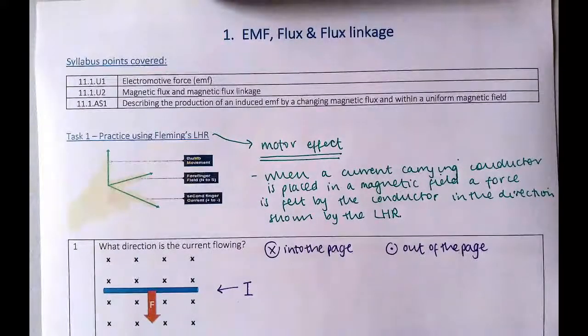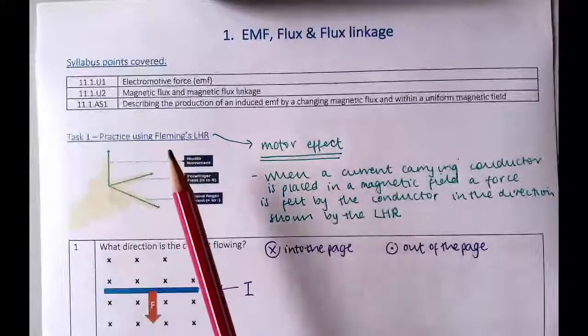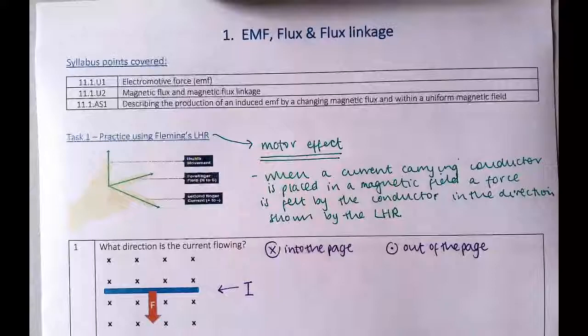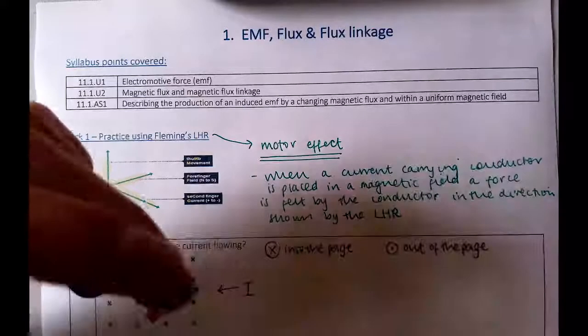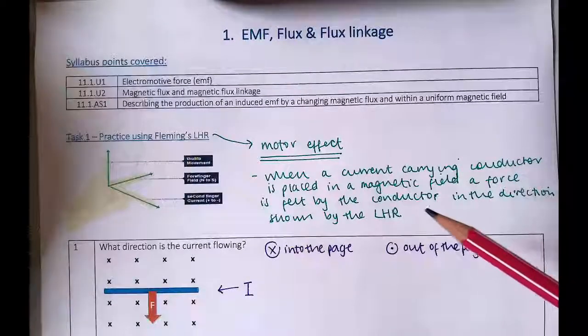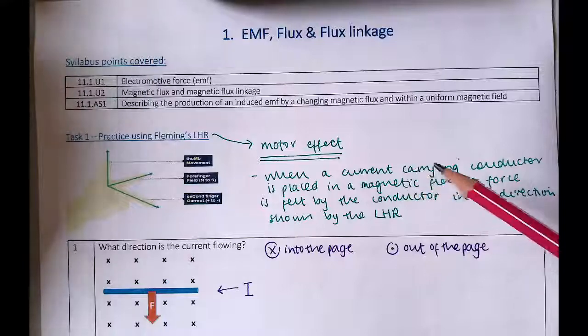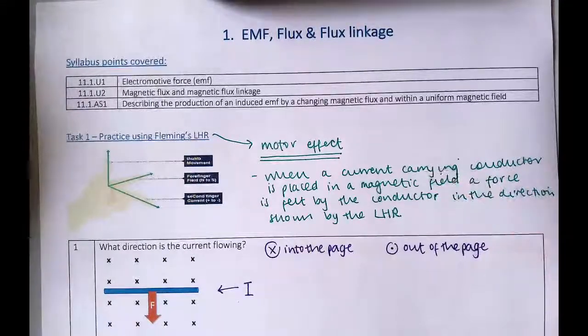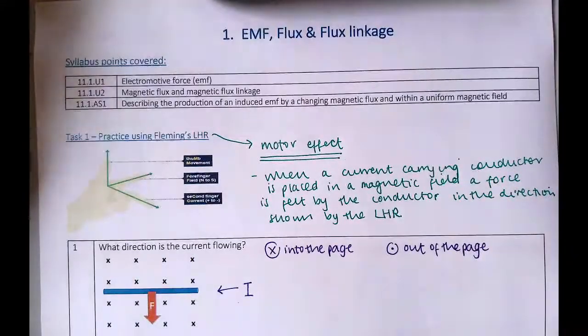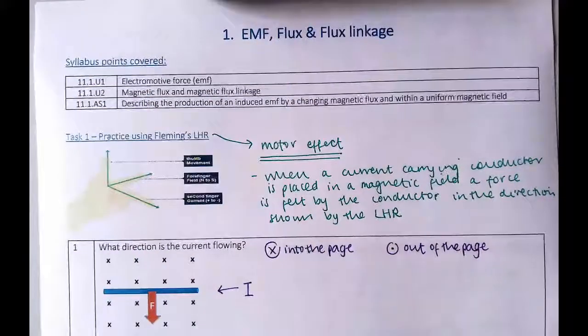So you were asked to recall Fleming's left-hand rule. This was taught at IGCSE if you were at the school last year, and remember that we use the left hand when it's the motor effect. So when we have a magnetic field and a current carrying conductor, that's just a fancy way of saying a wire, being placed into that magnetic field, we know that a force is then going to be felt by the wire. And the left hand rule allows us to work out the directions.